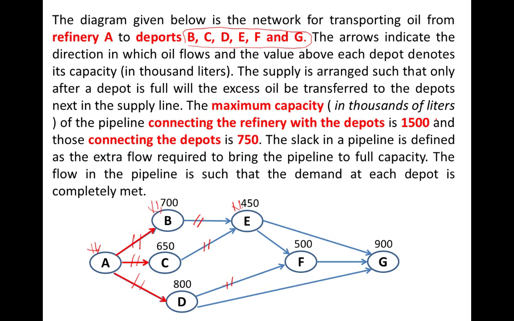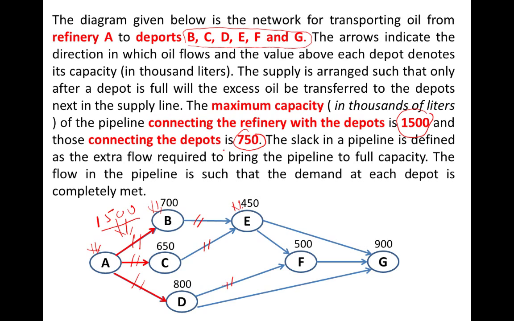And there are two figures mentioned here, 1500 and 750. These are the capacity of the pipeline. So what is this 1500? This 1500 is the capacity of the pipeline connecting from refinery to depot. That means the pipeline connecting from A to B, its capacity is 1500. So is the case of A to C and A to D. The capacity of these pipelines is 1500.